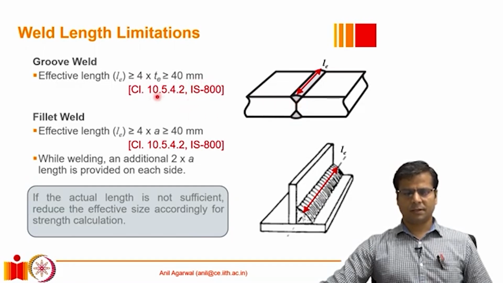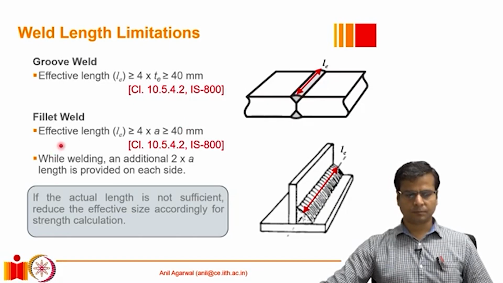The Indian code IS 800 prescribes that requirement in clause number 10.5.4.2. Also, this dimension should not be less than 40 millimeters. So at least 40 millimeter weld should be provided at a time. Any weld that is less than 40 millimeters is not qualified as a proper structural weld. It is only a tack weld.